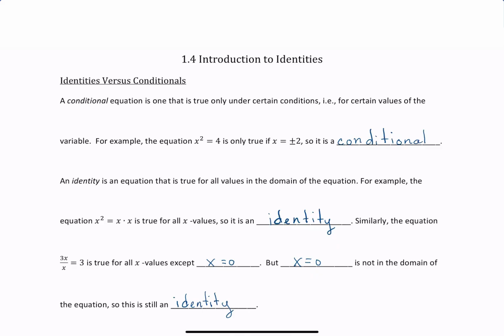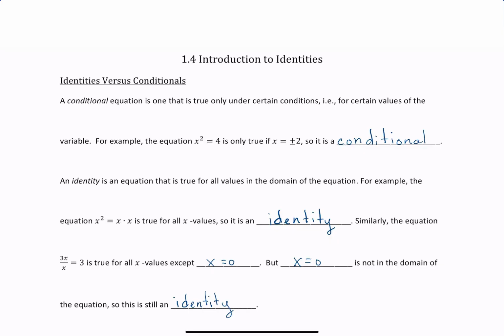On the other hand, an identity is an equation that is true for all values in the domain of the equation. For example, the equation x squared equals x times x is true for all x values, so it is an identity. And the way I remember that is an identity is something where the two sides of the equation are identical.